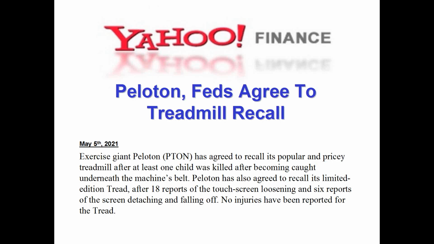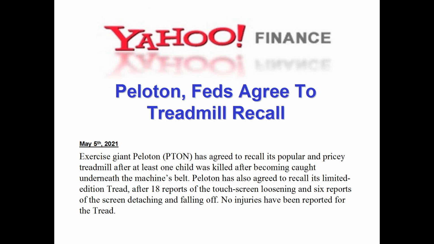For example, we see here that Yahoo Finance reported on May 5th, just last week, Peloton and the Feds agreed to a treadmill recall. The exercise giant Peloton, PTON, has agreed to recall its popular and pricey treadmill after at least one child was killed after becoming caught underneath the machine's belt. Peloton has also agreed to recall its limited edition tread after 18 reports of touchscreen loosening and 6 reports of the screen detaching and falling off. No injuries, though, have been reported for the tread. So basically, there was bad news on this. Actually, one killing. That's not very good news at all.